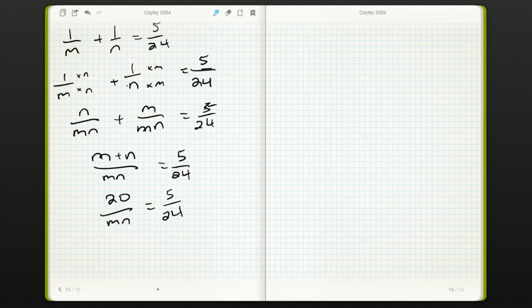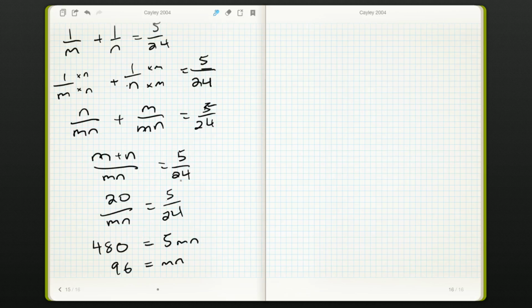And from here we have a bunch of options. We could multiply both sides by 24mn. That would be fine. And then we'd get 480 is equal to 5mn. Divide both sides by 5. And we'll get 96 is equal to mn. That would be perfectly acceptable.